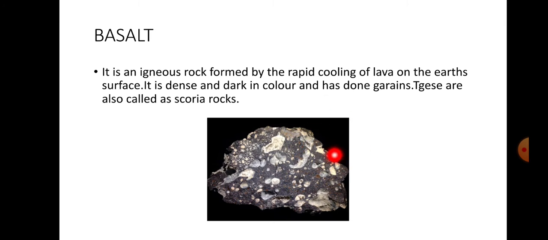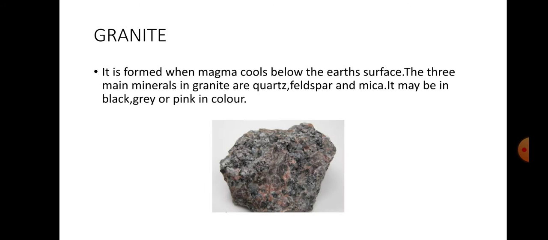Basalt rock is also known as scoria rock. Scoria rock is formed when lava cools very quickly. Small grains are present inside and sharp edges are also present. So this is one type of igneous rock, where the magma comes out and, by cooling of this magma, igneous rocks are formed.